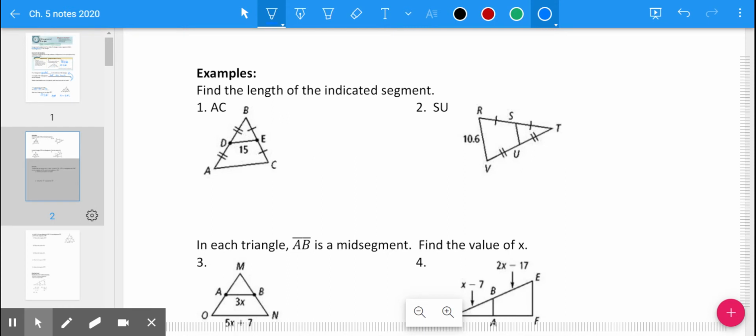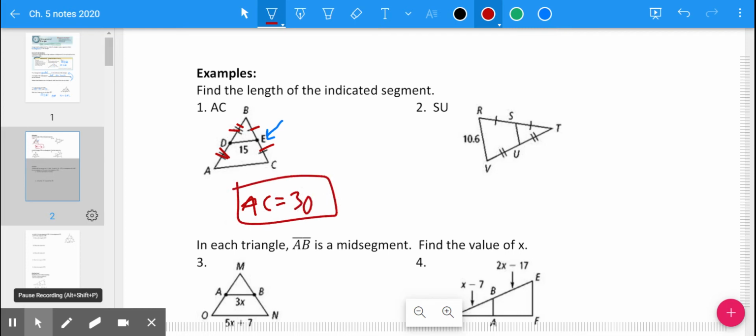So let's take a look at some examples here on the next page. It says, find the length of the indicated segment. So in number one, we're looking for AC. We're given DE, and by the markings here, since we have AD congruent to DB, and BE congruent to EC, we know that DE is the mid-segment, so it's half the length of AC, meaning AC has to equal 30.